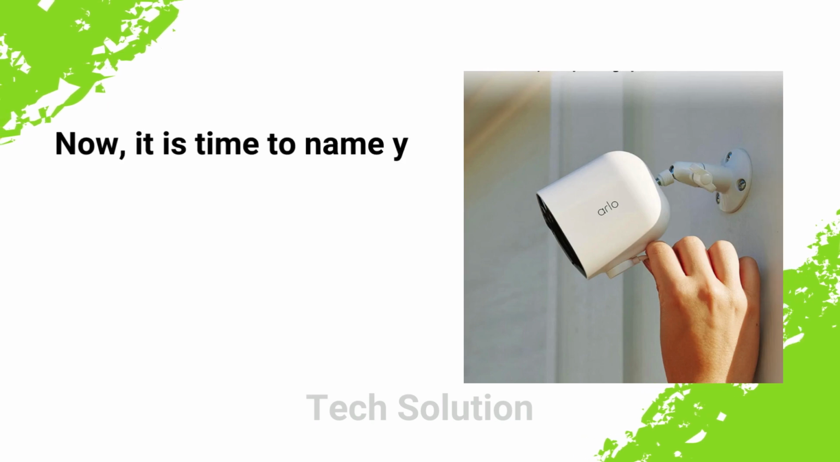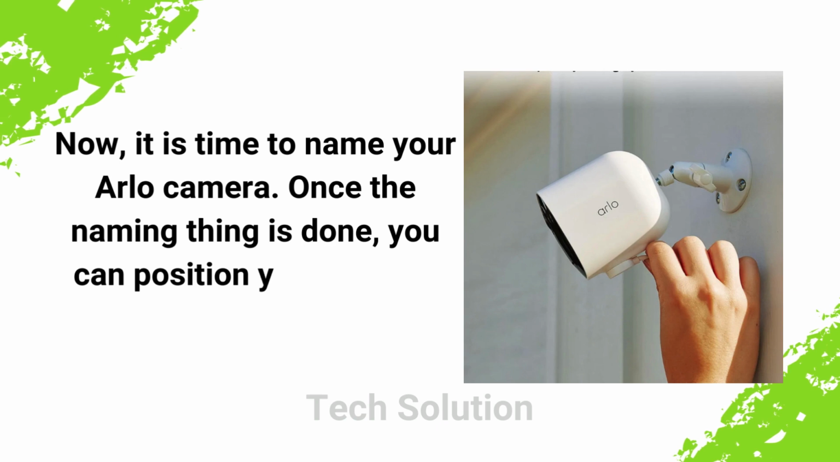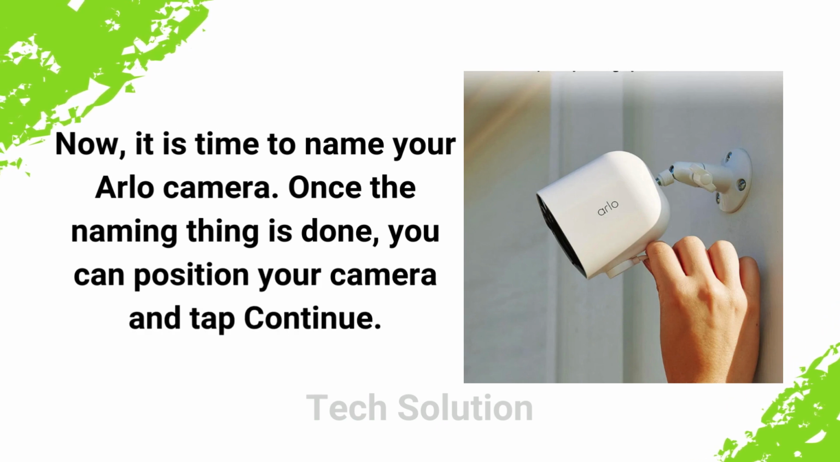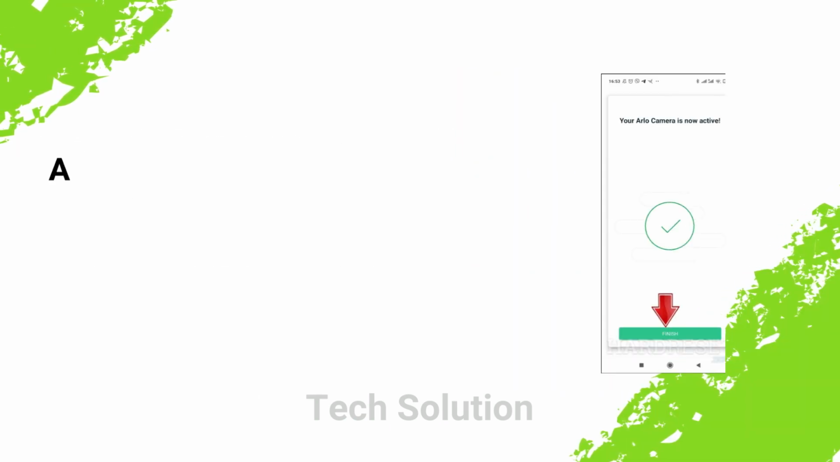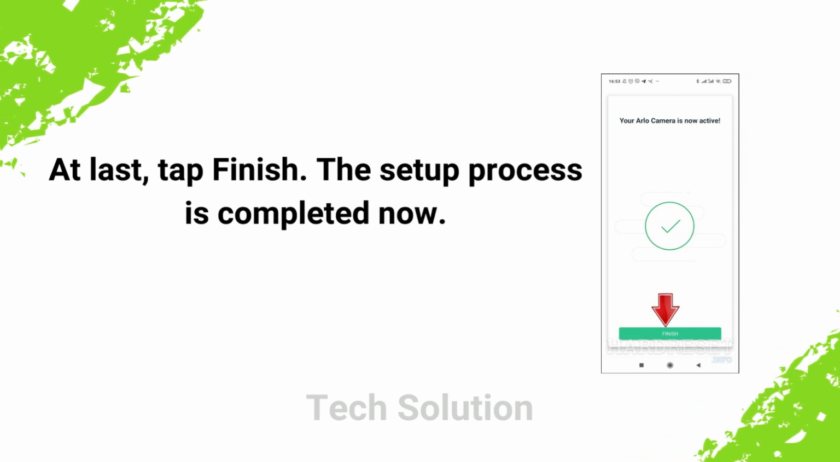Now, it is time to name your Arlo camera. Once the naming thing is done, you can position your camera and tap Continue. At last, tap Finish. The setup process is completed now.